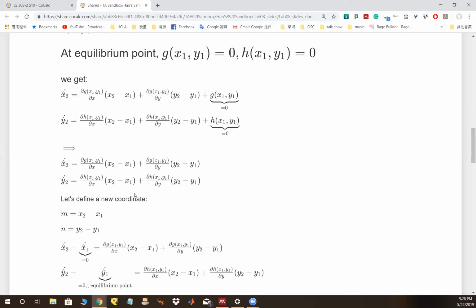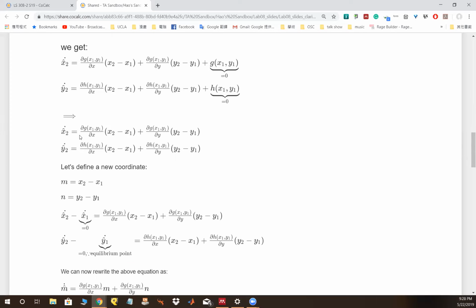So you may ask, what's the benefit of that? Now this here looks like what we're looking for, right? Quite close, because x2 dot equals something. This partial g, partial x at x1, y1 is a constant, because we already know what the x1, y1 point is.